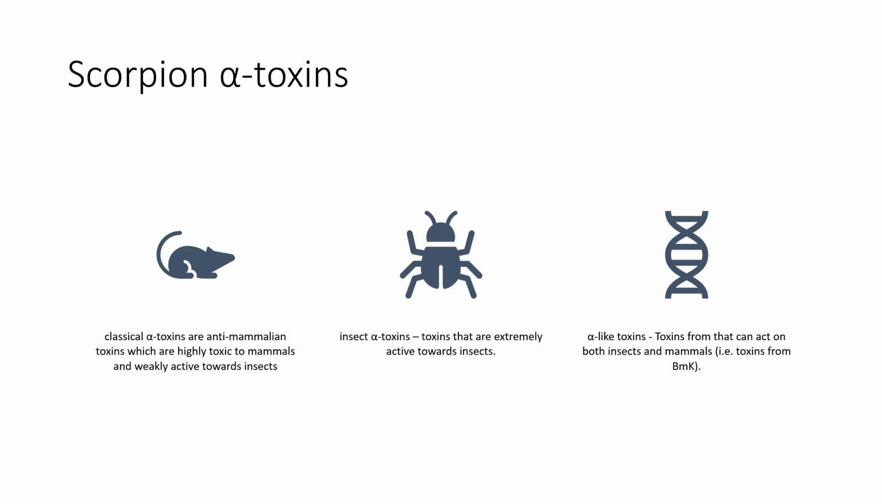Scorpion alpha toxins are single-chain polypeptides consisting of 60 to 72 amino acids and can be divided into 3 subfamilies according to their activities against mammals and insects. There's the classical alpha toxin, which is an anti-mammalian toxin, highly toxic to mammals and weakly active towards insects. There's the insect alpha toxin, which, as the name states, is extremely active towards insects. And then we have alpha-like toxins, such as toxins from BmK, that can act on both insects and mammals.